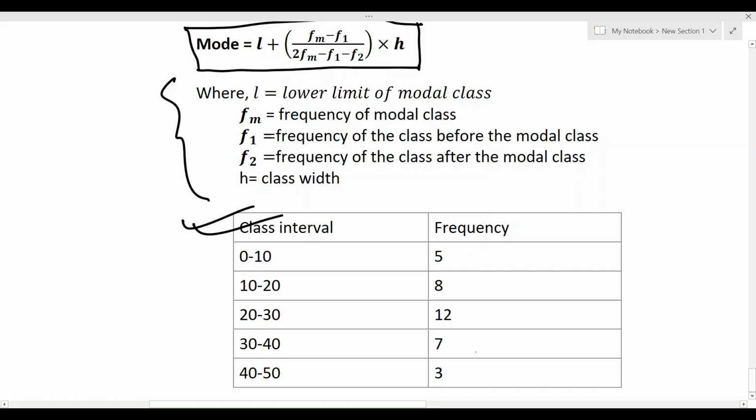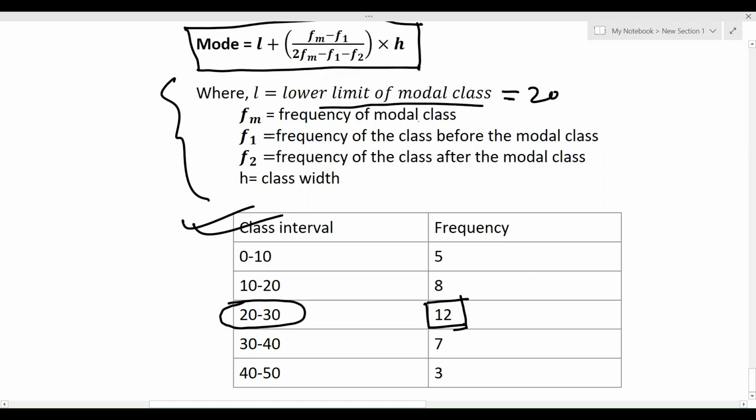If we look at this table, the highest frequency we received is 12. So here our modal class is 20 to 30. This is our modal class. Now L is the lower limit of the modal class. We already detected our modal class, which is 20 to 30. So the lower limit of the modal class is 20 here. L is 20.